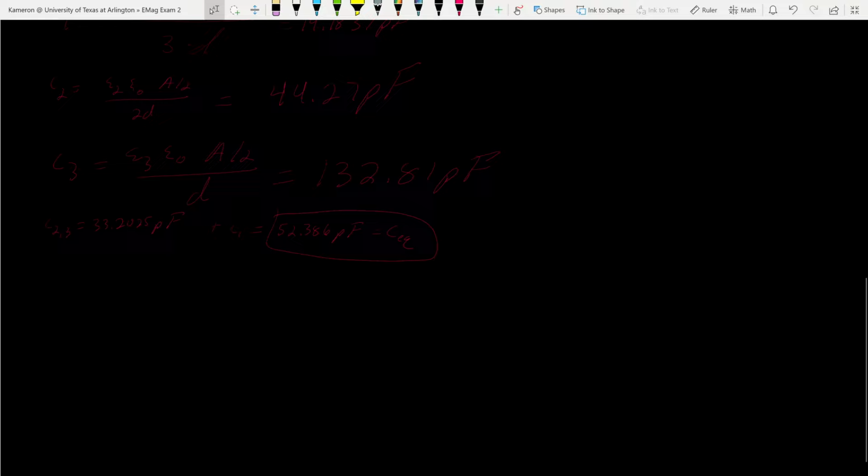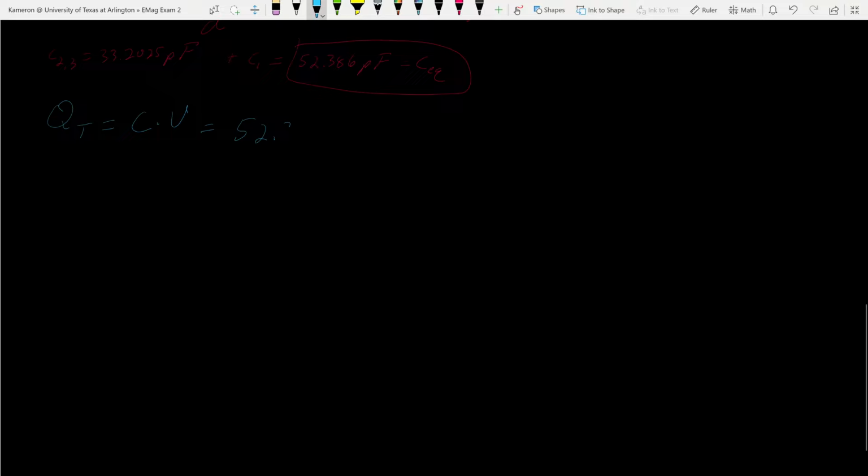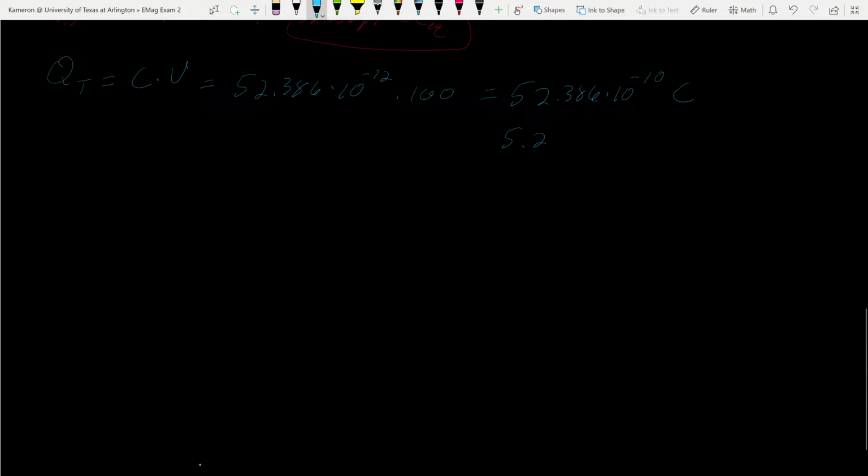Let's go to blue. So here at the top, it's equal to C times V, which is 2.386 × 10^-12 × 100. You can just think of that as 10 to the 2. With the exponents, you can just add them. That gives you a value of 52.386 × 10^-10 coulombs. Or you can write this as 5.2386 nanocoulombs, in other words, 10^-9. So there's our charge.